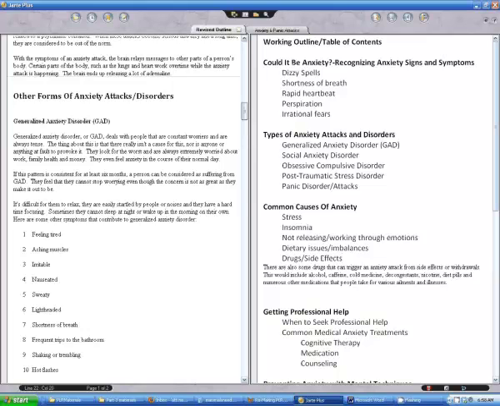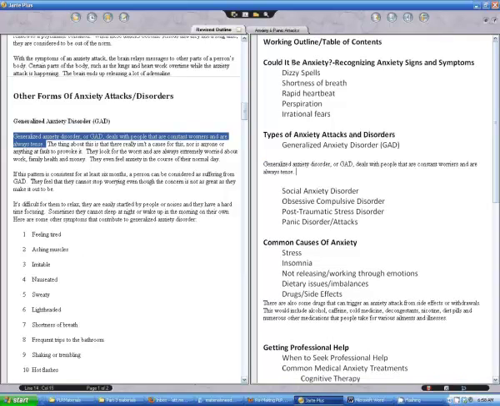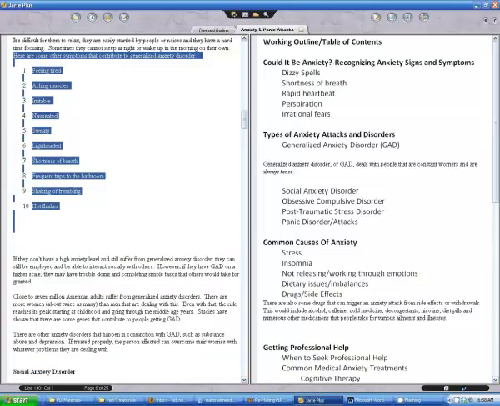Types of anxiety attacks and disorders, which we have here. So we have general anxiety disorder, and then we have some symptoms. So it's people who are always worrying. Again, you can make the spaces here a lot bigger so you can give yourself room. And then here are some of the symptoms. So I might just include this.